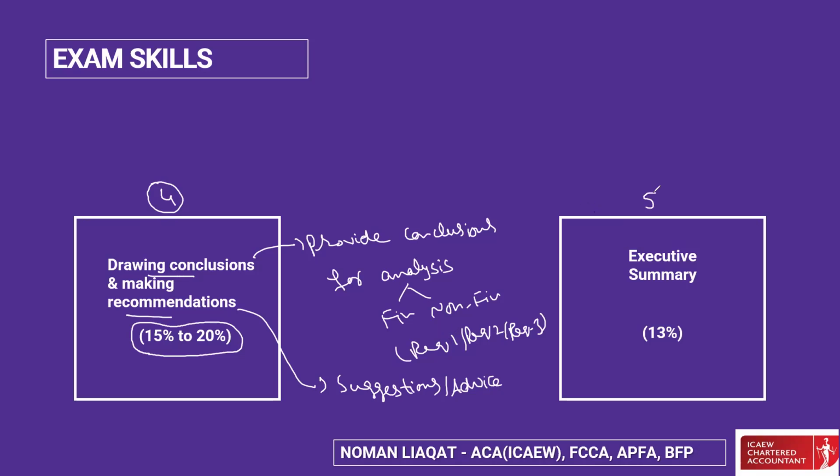Last but not the least, the fifth one is executive summary. As I stated earlier, the executive summary is a summarized version of all of your requirements. It is a brief summary of all requirements, and the percentage is approximately 13%. So these are the 5 skills that you require to make sure that you pass your case study exam.